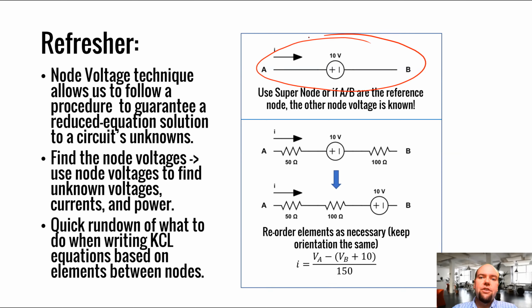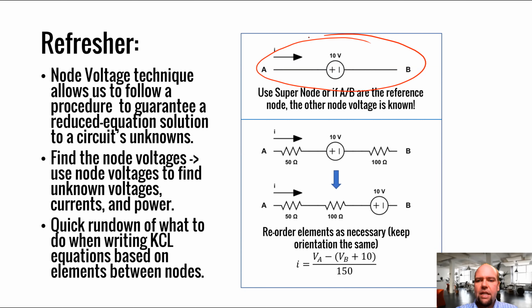If you see this show up in the middle between two essential nodes, you do a supernode, or if one side, either A or B, is connected to your reference node, then you know the voltage, right? In this case, if B were our reference node and we were looking for the current flowing out of A, we would just say, hold up, we know the voltage of A. If B is our reference node, then A is 10 volts, and we don't have to write the equation at node A.